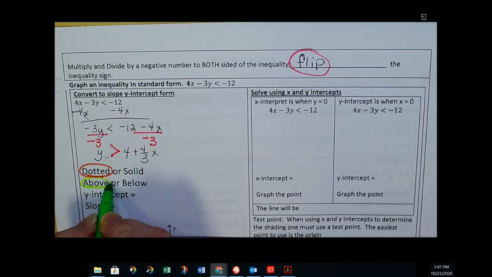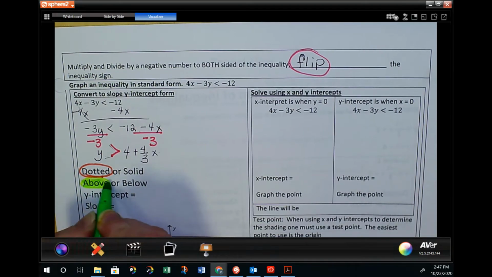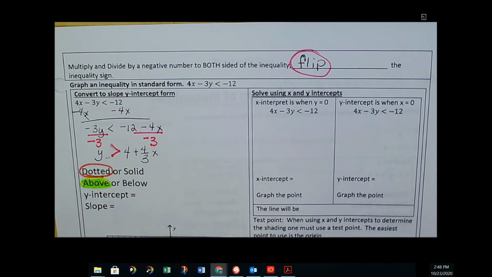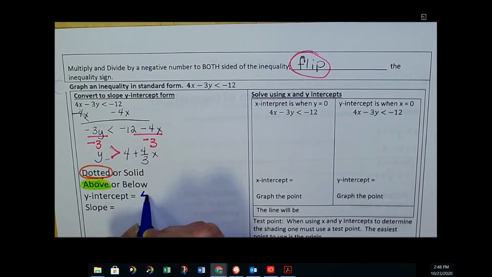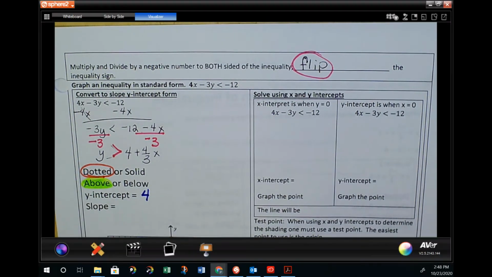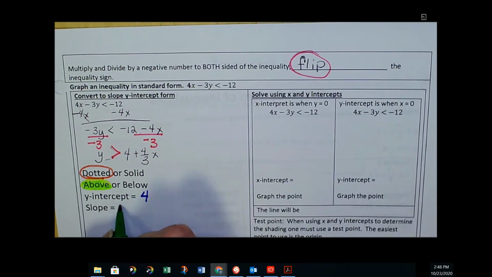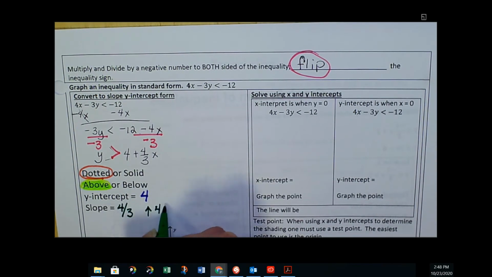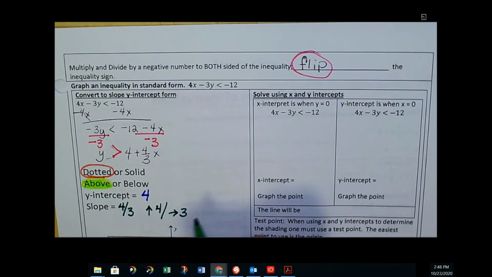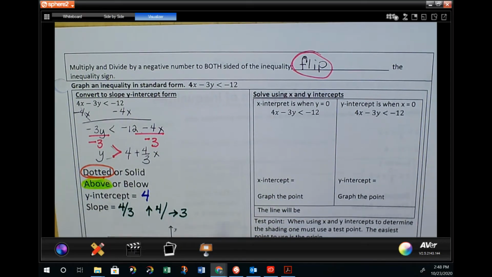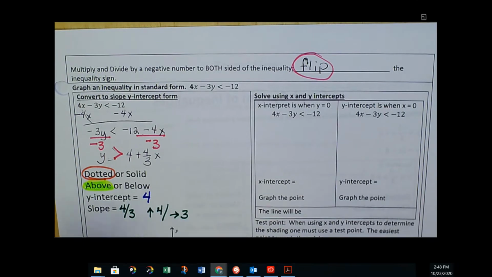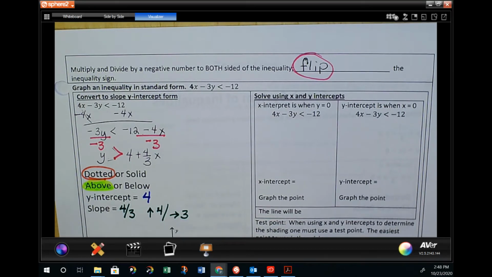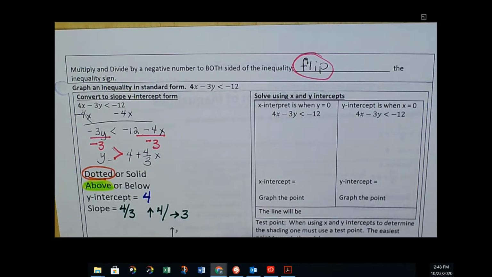And so greater means that I'm going to shade above that line. We have our y-intercept to be 4, and then our slope is positive 4 over 3. So that means I'm going to go up 4 and to the right 3. So we're going to graph our point at 4. And then you're going to go up 4, so 1, 2, 3, 4, and to the right 3.